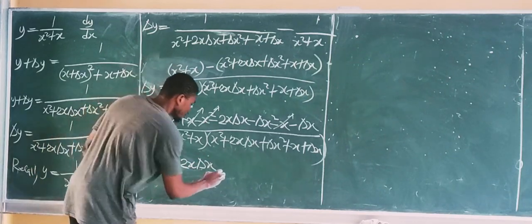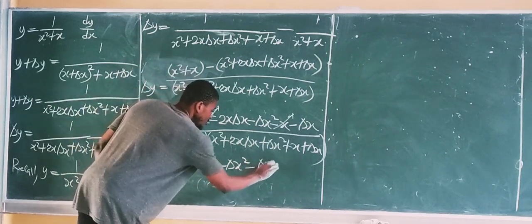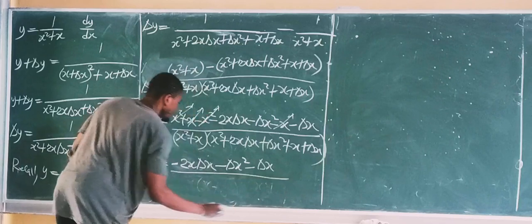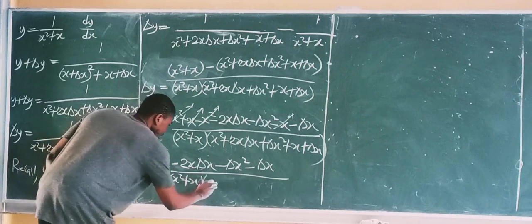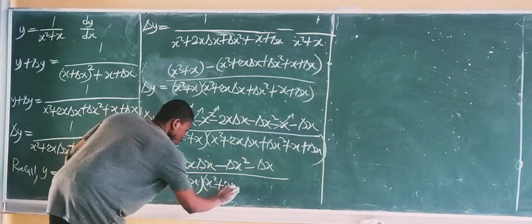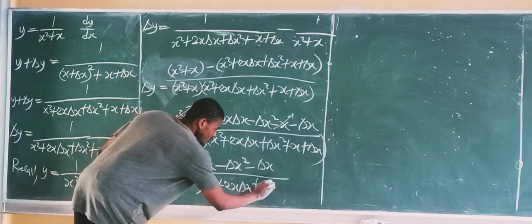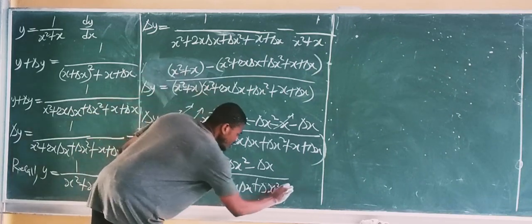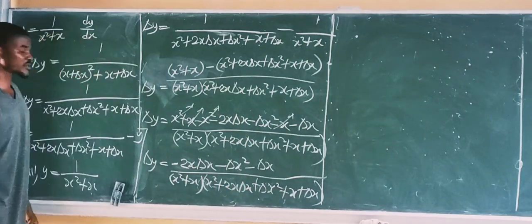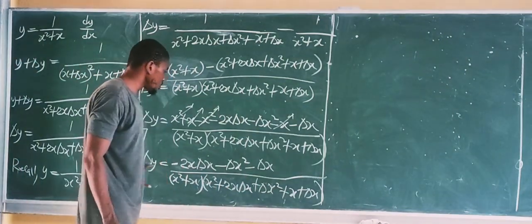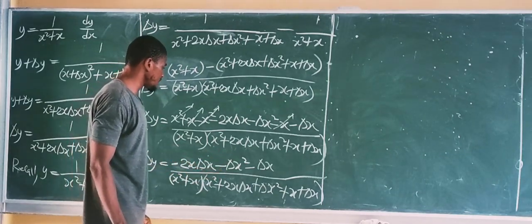minus change in x squared, minus change in x, all over x squared plus x multiplied by x squared plus 2x change in x plus change in x squared, plus x plus change in x. So I have this. Alright, so at this point, all I need to do is divide both sides by what? Change in x. Divide both sides by change in x.